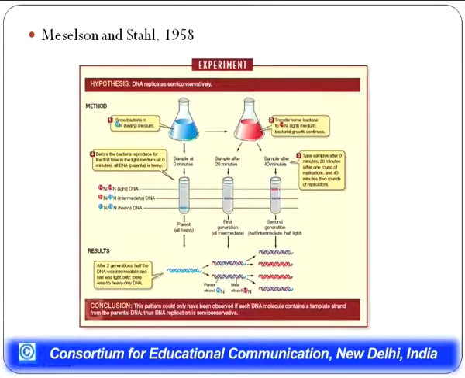This experiment suggested that DNA replication is semi-conservative, because in the bacteria growing in the light medium, after the first round of division, all the DNA molecules had a heavy strand as well as a light strand. Whereas after the second round of division, there were DNA molecules having both heavy and light strands, as well as having only light strands. So this experiment established that DNA replication is semi-conservative in nature.